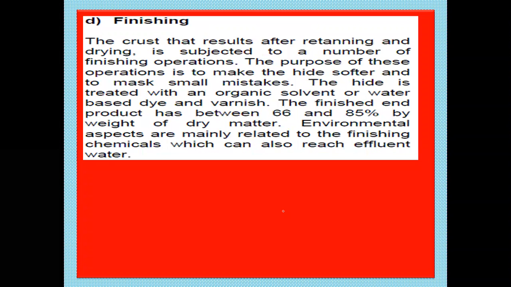Next, the final operation is the finishing operation. The crust that results after retanning and dyeing is subjected to a number of finishing operations. The purpose of this operation is to make the hide softer and mask small mistakes. So like this, environmental aspects are mainly related to the finishing chemicals, which can also reach effluent water, right?